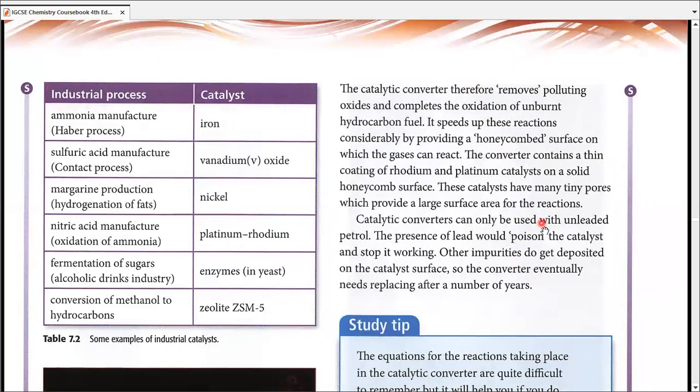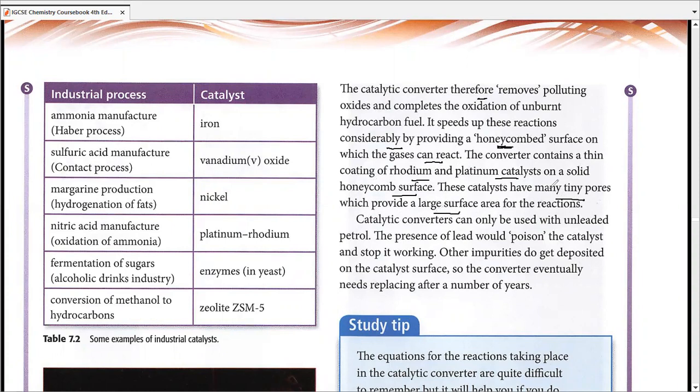Now, yes, you're right, but that doesn't exactly mean the catalyst reacts. Now, the problem, because of which we are doing this, is that the catalytic converter actually removes polluting oxides, and that speeds up the reaction. We have a honeycombed surface, and we give it a considerably good surface area for the reaction to occur. This has a thin coating of rhodium and platinum catalyst on a solid honeycomb surface. This has many tiny pores, which provide a large surface area.